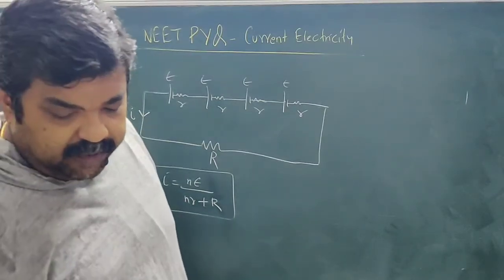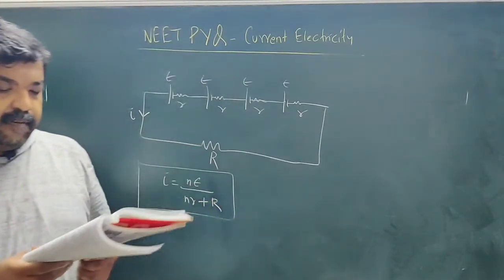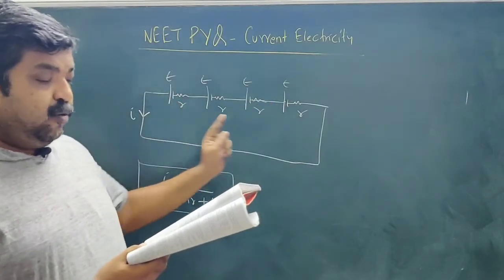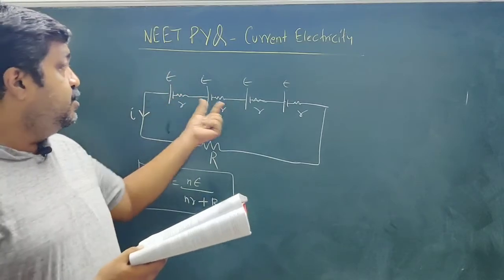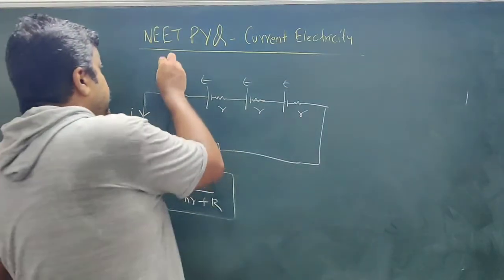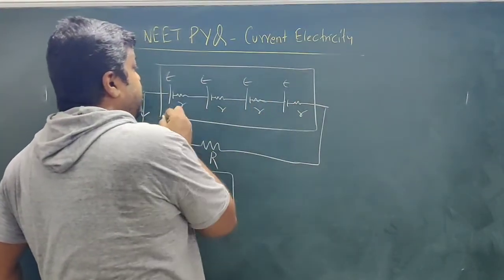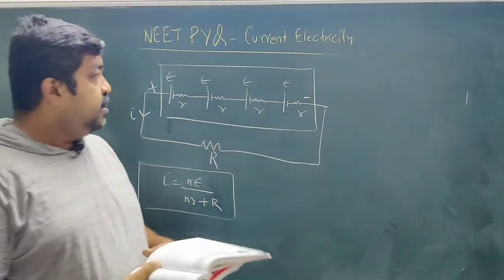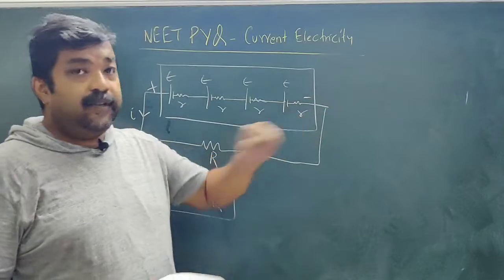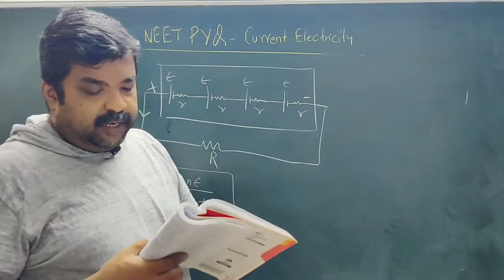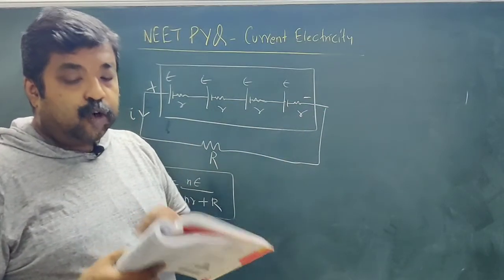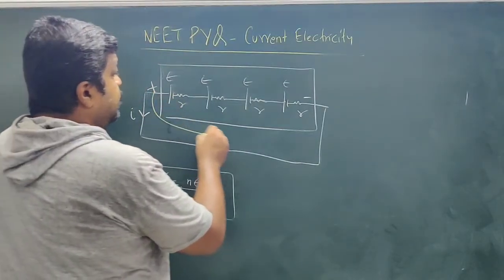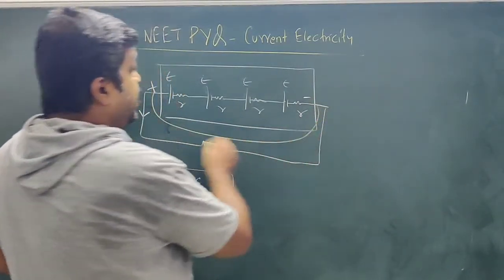But here it is given that the terminals of the battery are short circuited. See, this entire combination is the battery, and these are individual cells. This entire combination is the battery, this side is the positive terminal and this side is the negative terminal. Now it is given that the terminals of the battery are short circuited. Short circuited means the positive and the negative terminals are connected with a connecting wire.